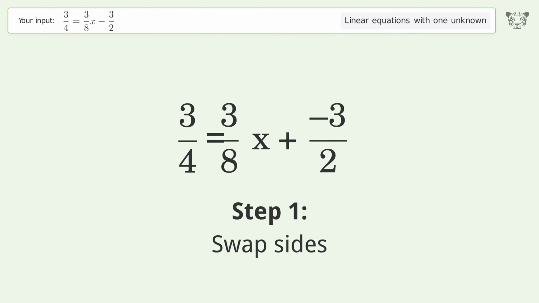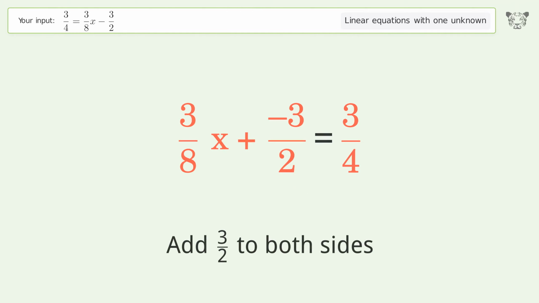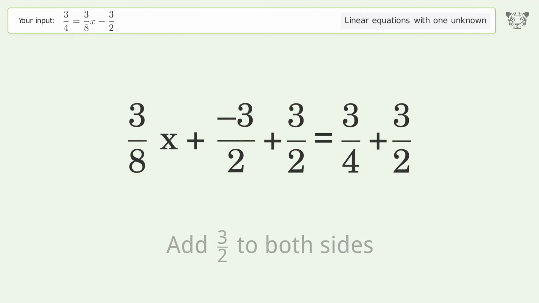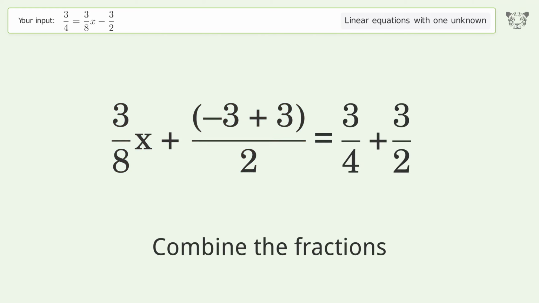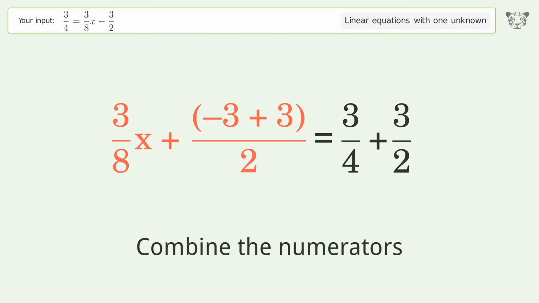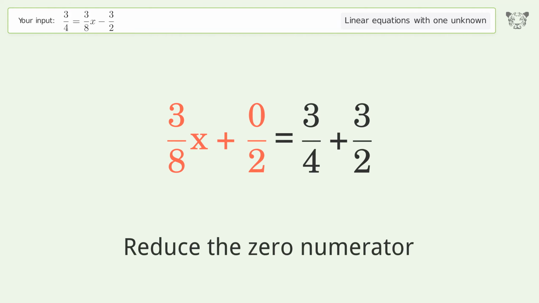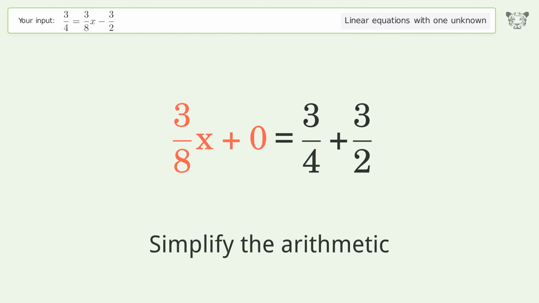Swap sides. Group all constants on the right side of the equation. Add 3/2 to both sides. Combine the fractions. Combine the numerators. Reduce the zero numerator. Simplify the arithmetic.